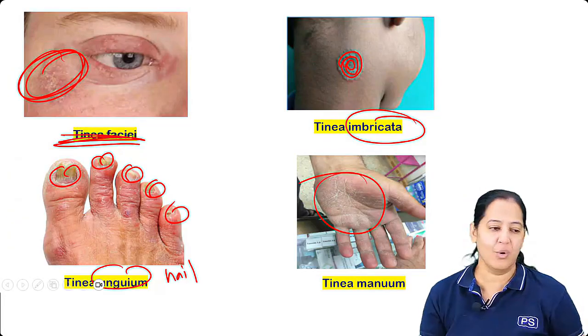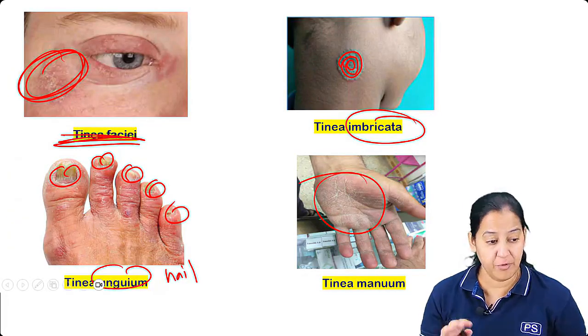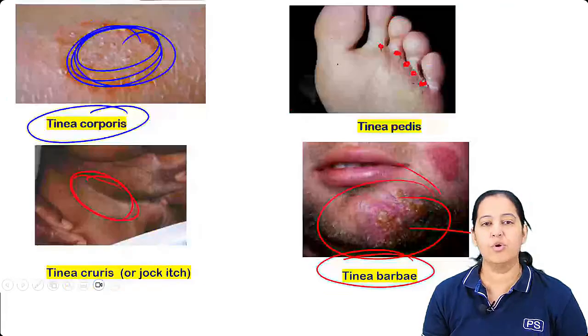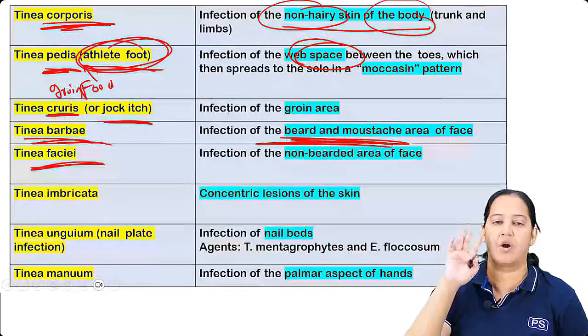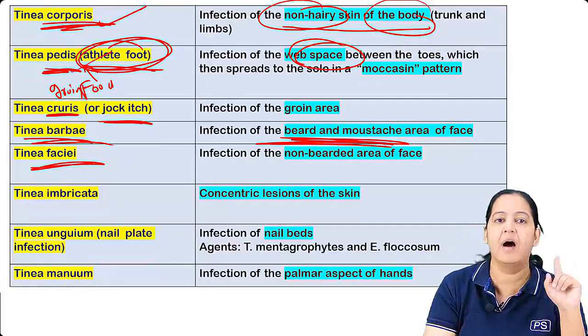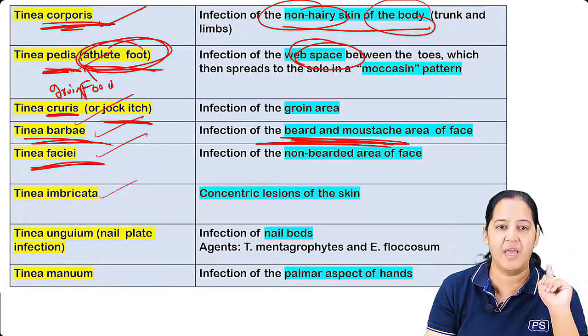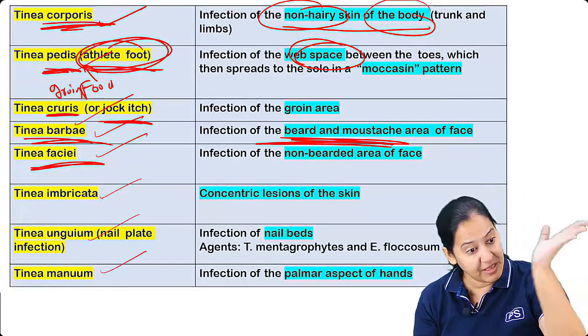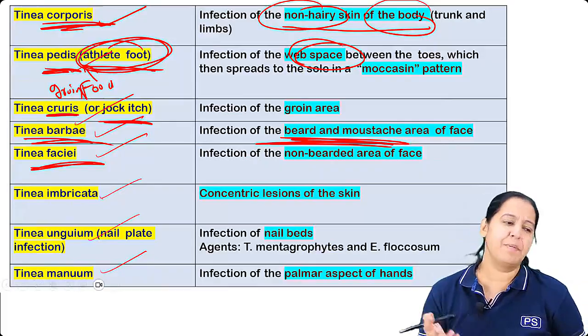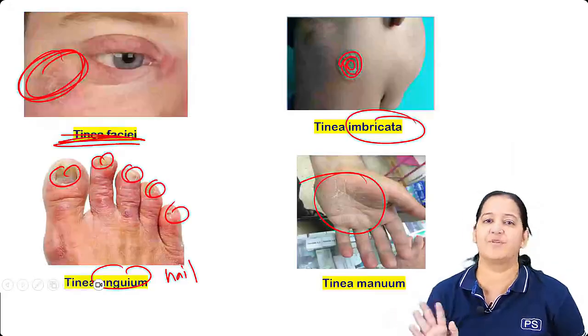So just learn the location, please. That's it. I have put the diagrams also to help you learn. So I told you tinea capitis, then tinea corporis, then tinea pedis, cruris, barbae, faciei, imbricata, unguium, manuum. You should tell me the location where they are, so you get simple questions on that. We are done with dermatophytes.